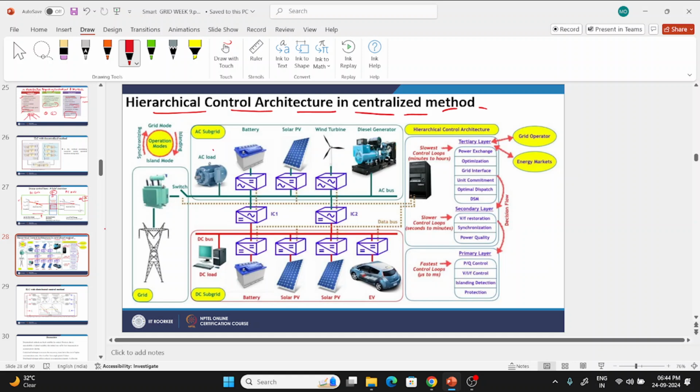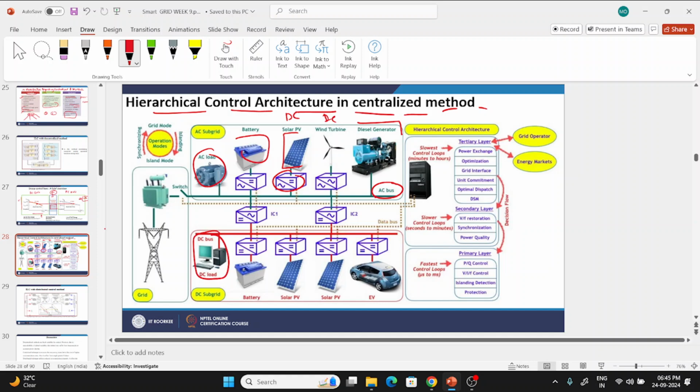Now this is the hierarchical control architecture in a centralized manner. This is an AC load. These are batteries. This is solar power. This is DC generation, this is AC generation, wind turbine, then comes the diesel generator, connected to the DC bus. These are connected through inverters. Then after that, this is the AC bus. Then after this is the DC bus. So what happens here?